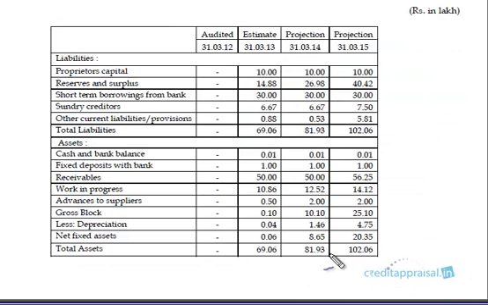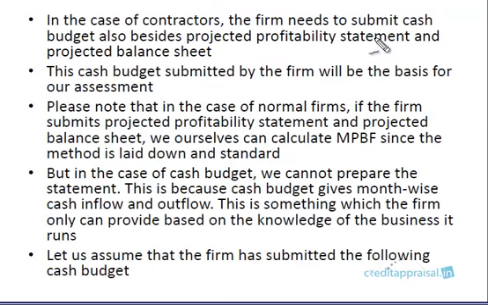Okay, this is the projected balance sheet. These are the liabilities and these are the assets. Right? Again, no past financials, 3 years projections. Okay. So in these sort of accounts, borrowers, besides the projected P&L account and projected balance sheet, will also be submitting what is known as a projected cash budget. Now this cash budget will be the basis for our assessment. Now please note that the bank cannot prepare this cash budget.